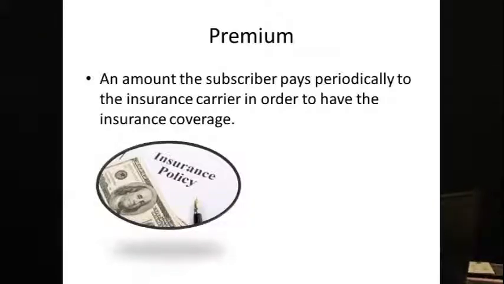Or let's say they pay quarterly. They may pay $1,200 quarterly for their insurance coverage. That would be their premium. That is not paid to the provider. The other three are paid to the provider because the provider is the one who's going to be doing the billing, and then those are paid to the provider, and then the insurance company comes in and pays as well.